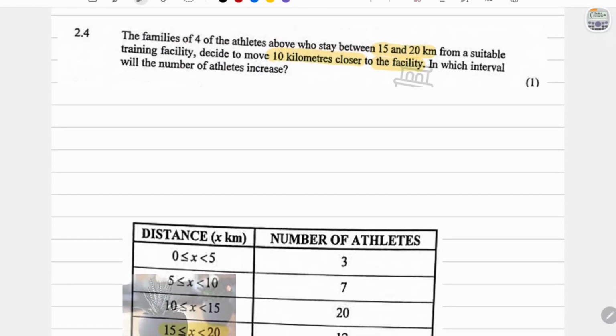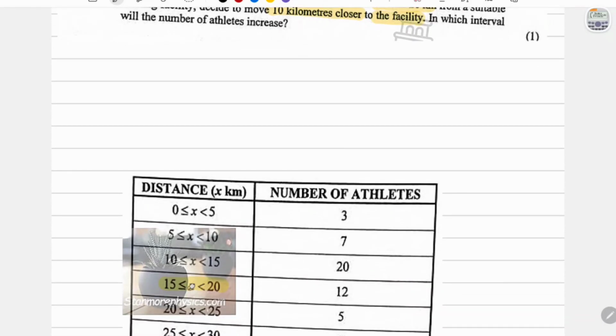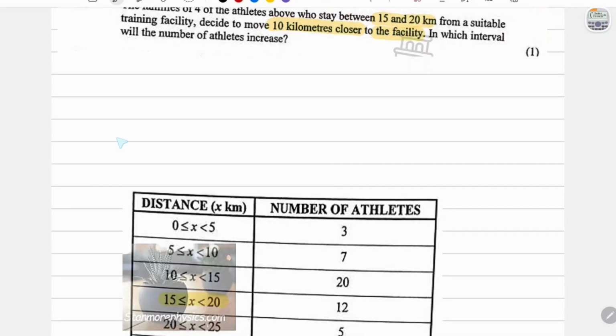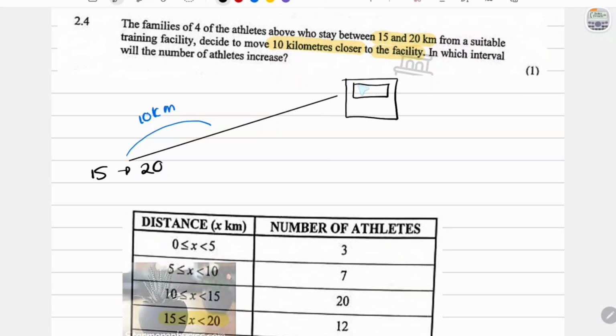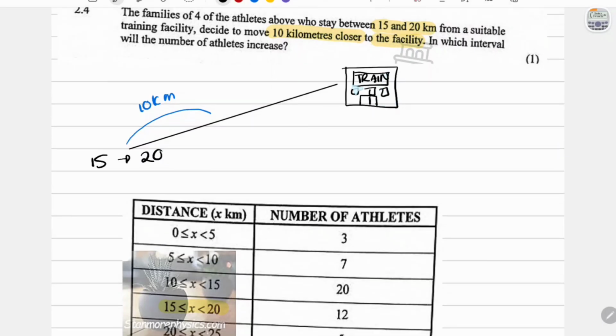So let's actually just put down a picture of what's going on here. What's going on here is that the people who used to be here, 4 of them, only 4, are going to move 10 kilometers closer. So let's just see it like this. The people who were within 15 to 20, which is this, right? Let's just put a line for the travel distance. So they moved 10 kilometers closer to that training facility. I'm just going to put that, say train, training facility. This looks like a prison, but okay. So we have a training facility and we're moving 10 kilometers closer.